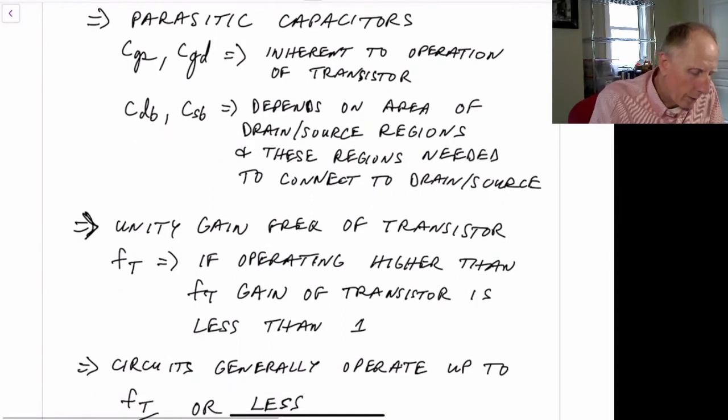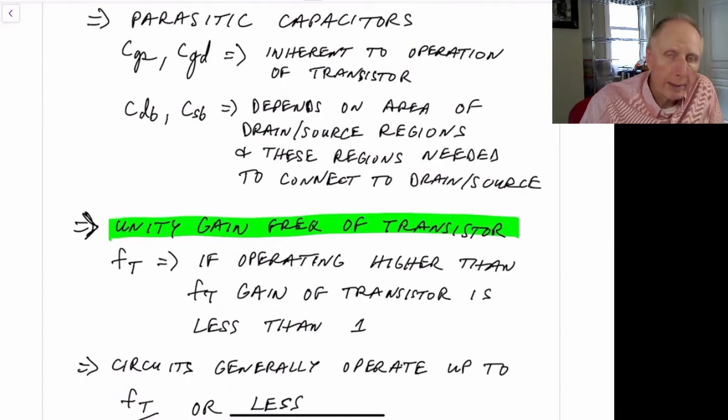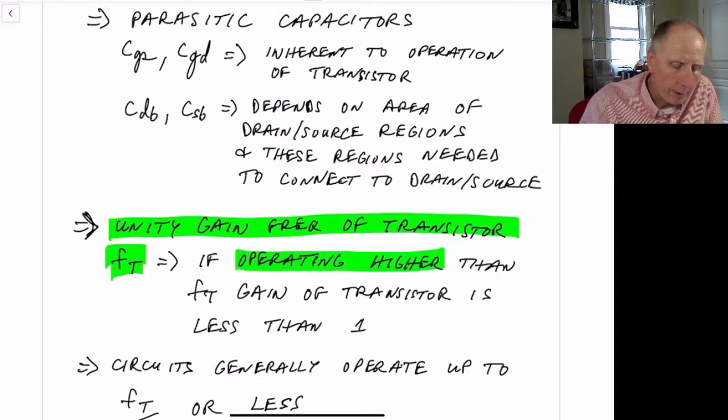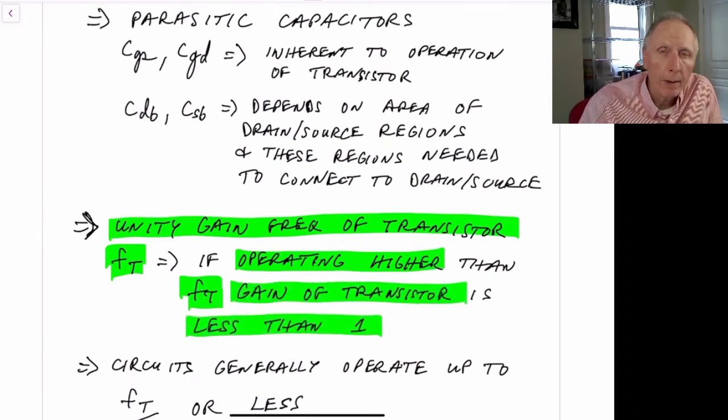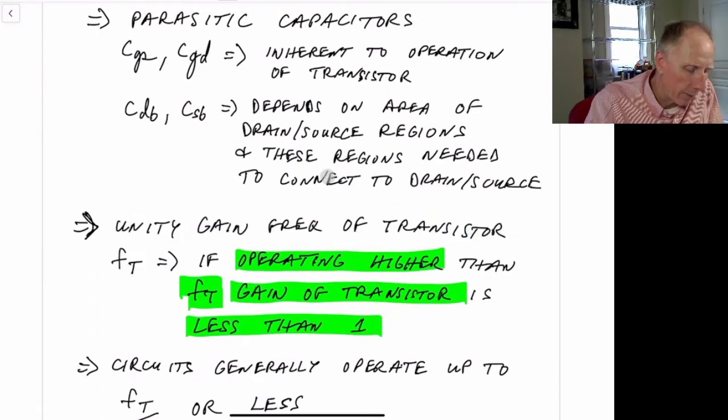We also will be defining the unity gain frequency for a transistor, f sub capital T. What we'll find is if we're operating at a frequency higher than f sub T, then the gain of this transistor becomes less than 1. In other words, it's no longer giving us gain, and it's operating more like a passive element, and so you have to question the use of the transistor at all when you're working above that frequency. In fact, it doesn't give you any benefit.